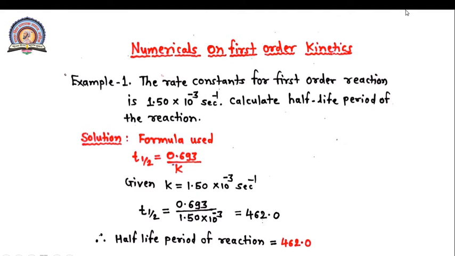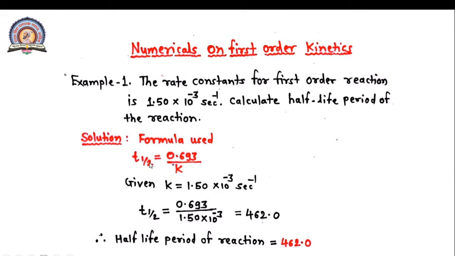The rate constant for a first order reaction is 1.50 × 10^-3 per second. Calculate the half-life period of the reaction. Now in this example, the rate constant is given and we have to find the half-life period of the reaction.